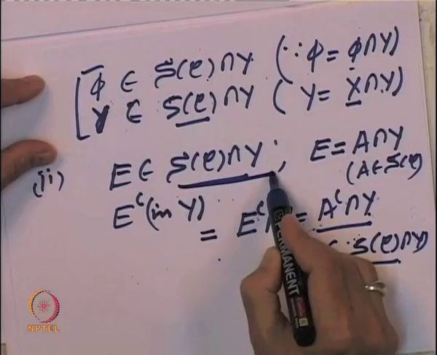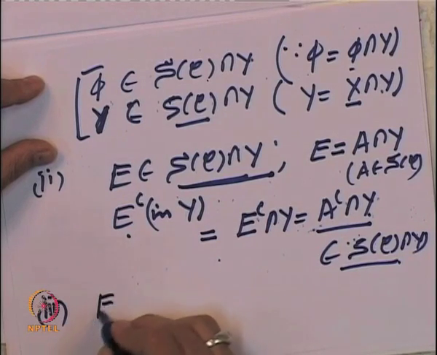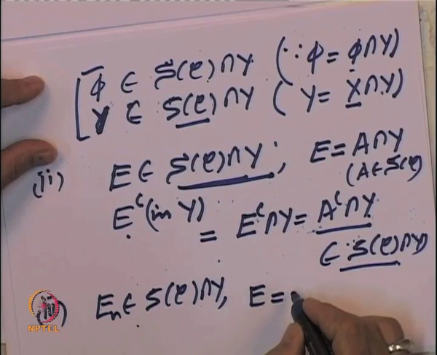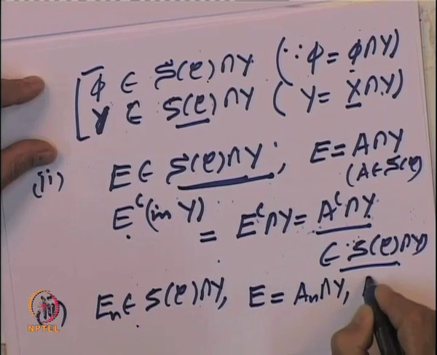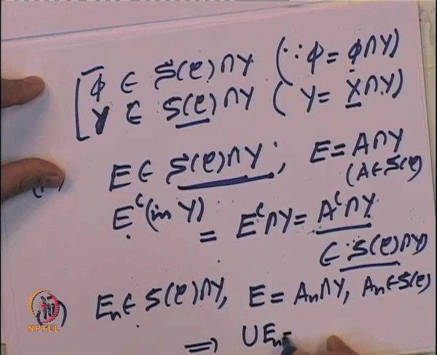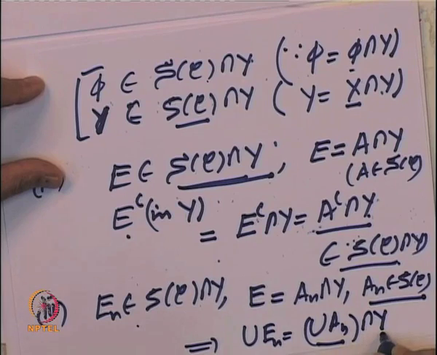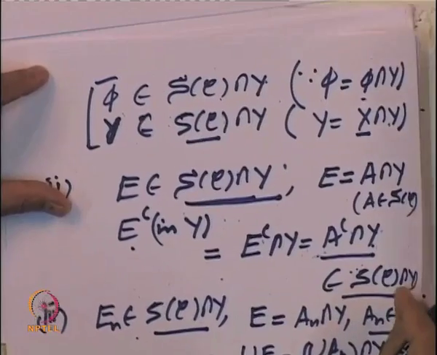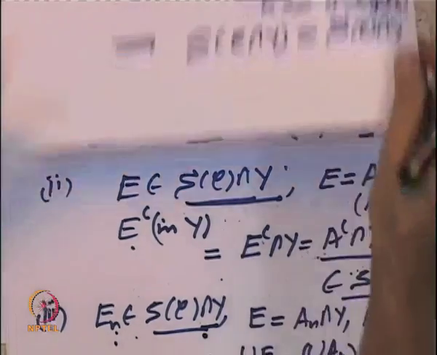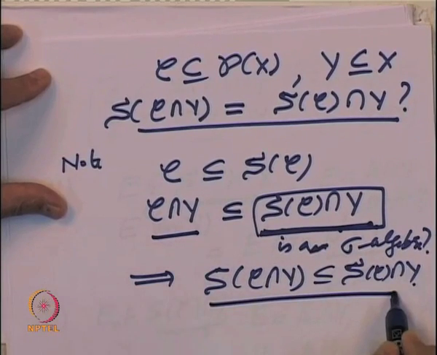So, this collection S of C intersection Y is closed under complements, and finally, let us show it is closed under countable unions. If the E n's belong to S of C intersection Y, then each E n is some A n intersection Y, where the A n's belong to S of C. That implies the union of E n's is the union of A n's intersection Y, and the union of A n's belongs to S of C. So, the union also is an element of this. So, we have proved that this collection is a sigma algebra. This collection is inside this, so this will prove one way inequality.